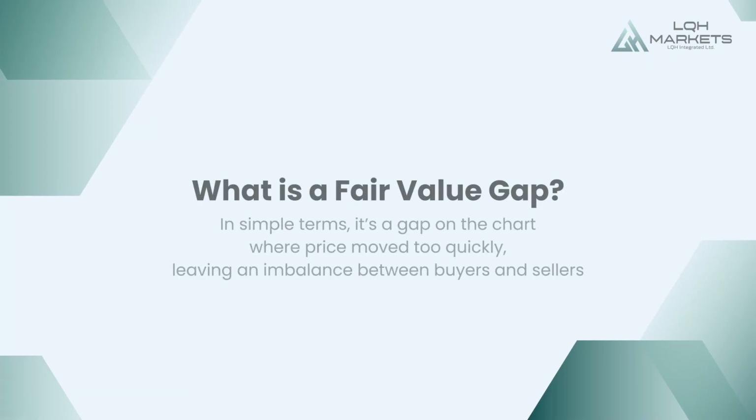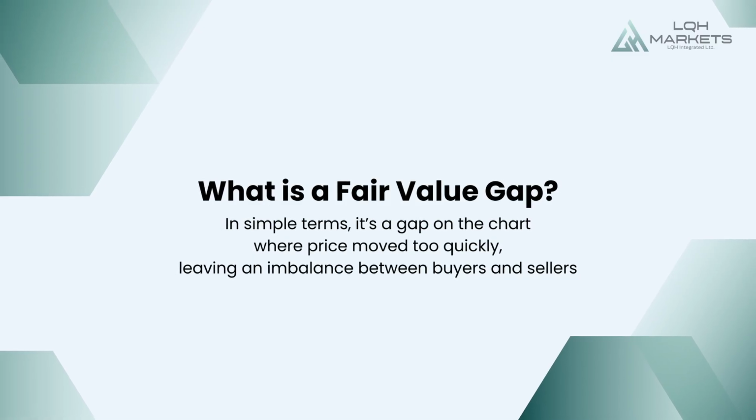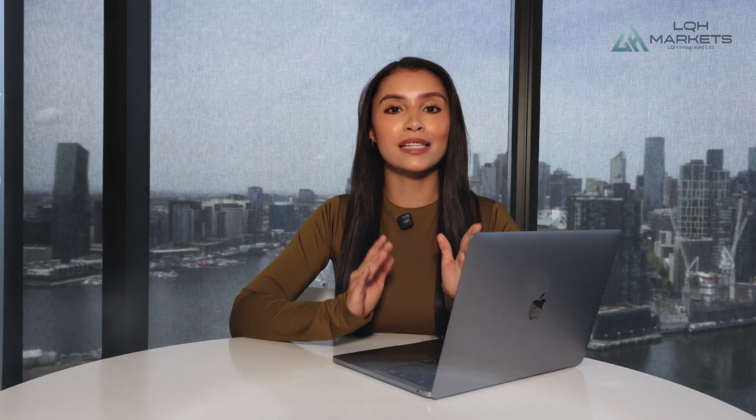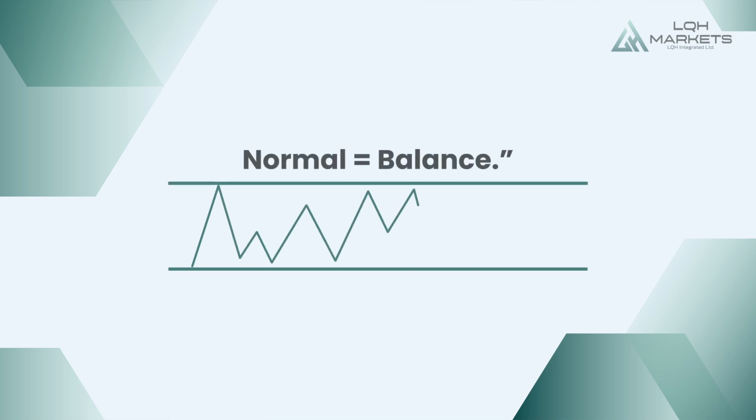In simple terms, it's a gap on the chart where price moves too quickly, leaving an imbalance between buyers and sellers. Let's break this down step by step. In a normal market, price moves smoothly because there is a balance. Buyers and sellers exchange orders and each candle overlaps a little with the one before.